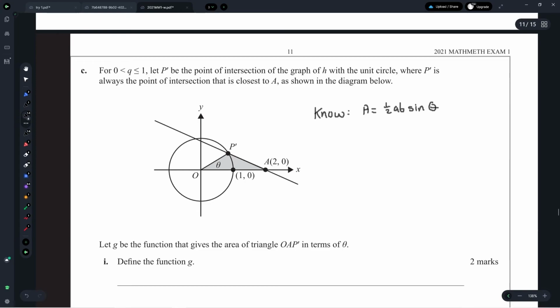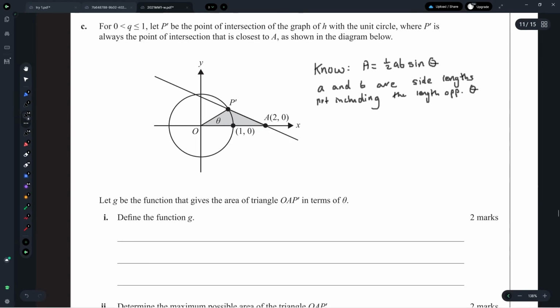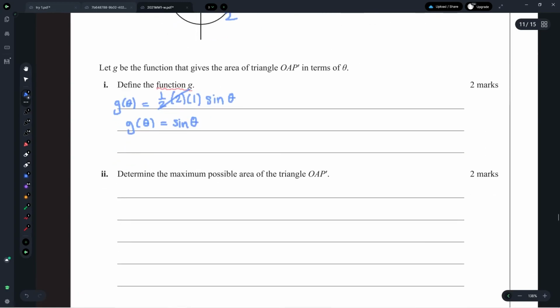Now, what we have is theta, and we have two lengths. We have from the origin to A, which is 2, and we have from the origin to P, which is 1. And we knew that from the start of the question because it's a unit circle, right? So we use the area equals half AB sine theta, and we know that the side lengths in A equals half AB sine theta are the ones that are not opposite theta, so 1 and 2. And then we get G of theta equals sine theta.